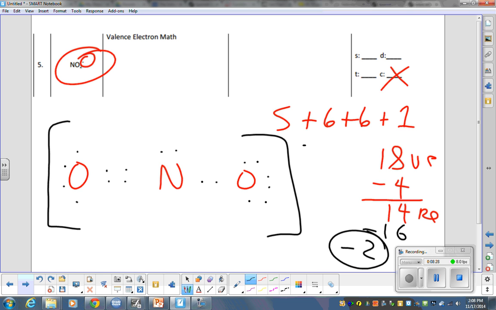When you go to turn it into a Lewis structure, you just do a Lewis structure for this one. Minus 2 always means 1 double bond. Make sure everybody has 8.